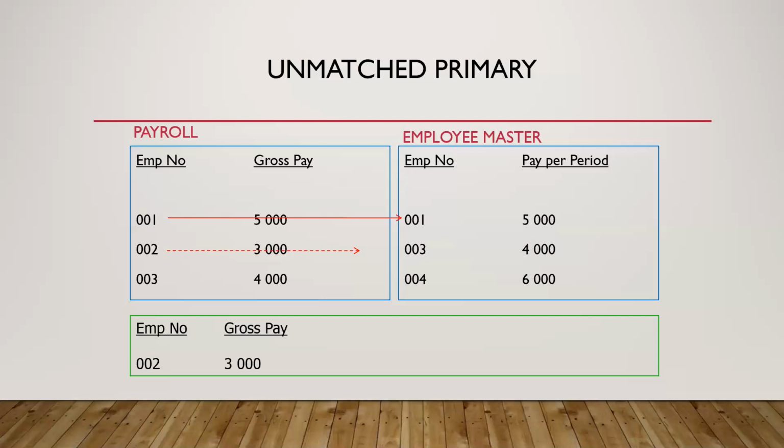Okay, so that's the mechanics of the unmatched primary join. And of course, sorry, I forgot about this one. The last one, employee number three, we check, does it appear in the other table? Indeed, it does. Because we are doing the unmatched primary join type, we ignore that one for this particular exercise.